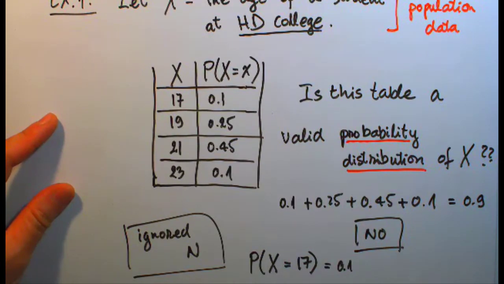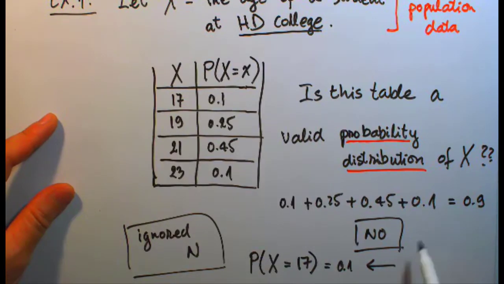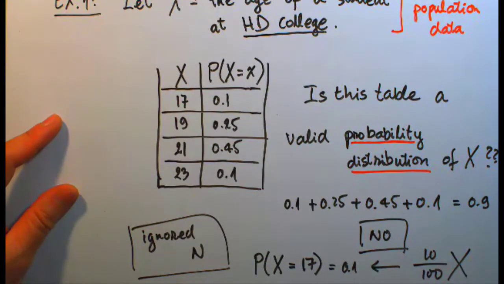But I also have to mention another critical understanding right here. It's even worse to understand this as there being only 100 students and 10 of them being 17 years old. This is way incorrect, a misunderstanding right here. We already ignored the n count, so do not assume any n count for your data.